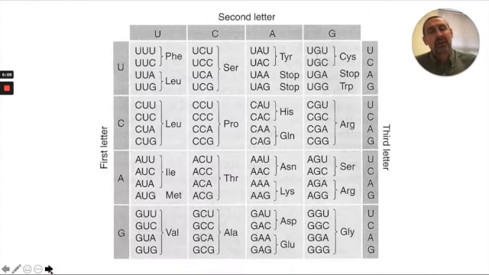Sometimes you're not looking at a wheel. Instead, you're looking at a chart. So this side over here is the first letter. Let's say we're looking up a CUG. So C on the side. We move over until it intersects with U, CU, and then we scroll down until we get to G, CUG, leucine. And that's going to be the amino acid.